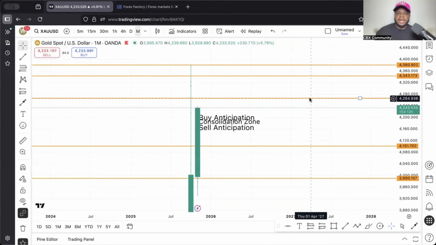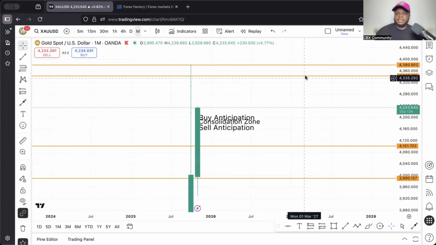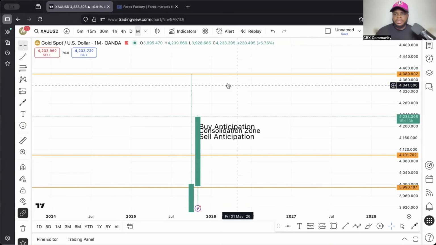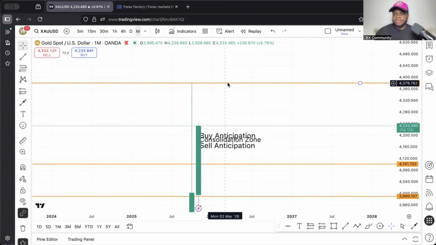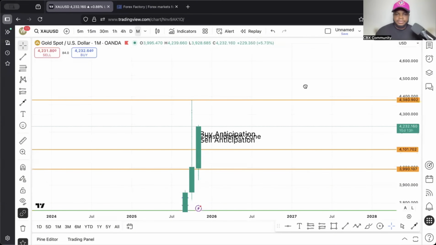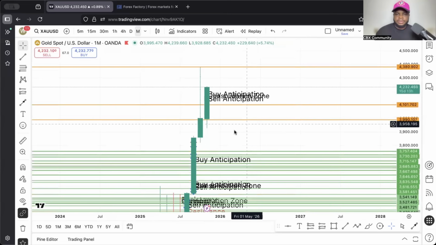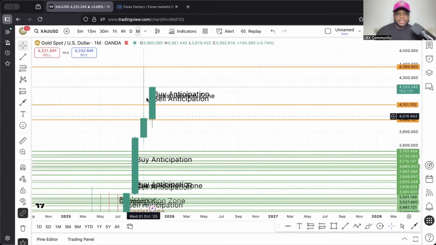Let me remove this line. So this is the all-time high. This is gold all-time high, which is 4380.81. So looking at the month chart, the chart is in an uptrend, and this candle closed with a rejection bullish candle.